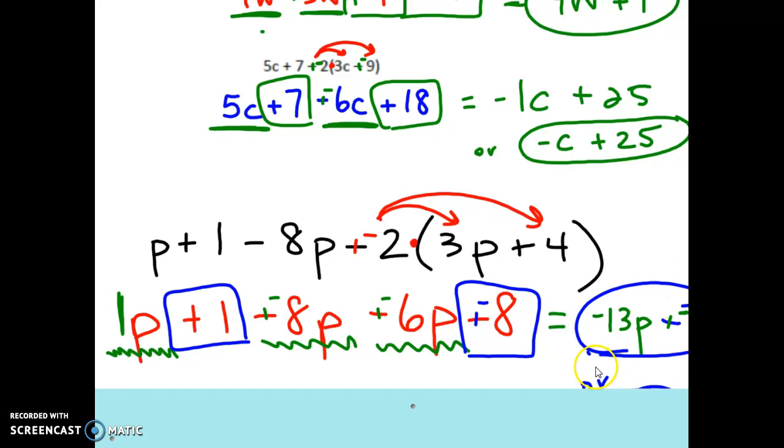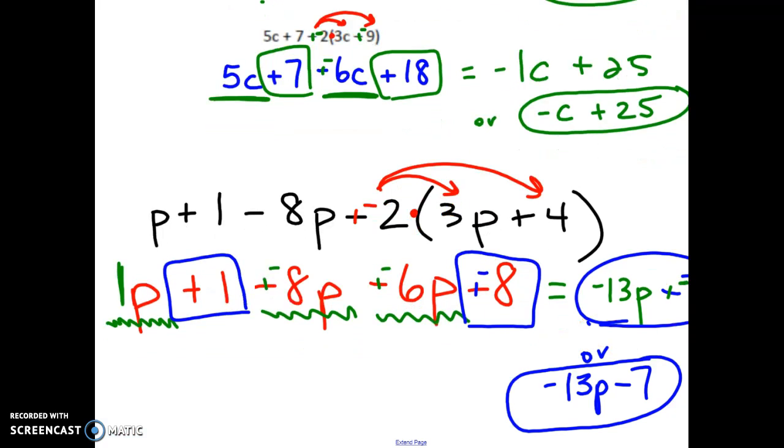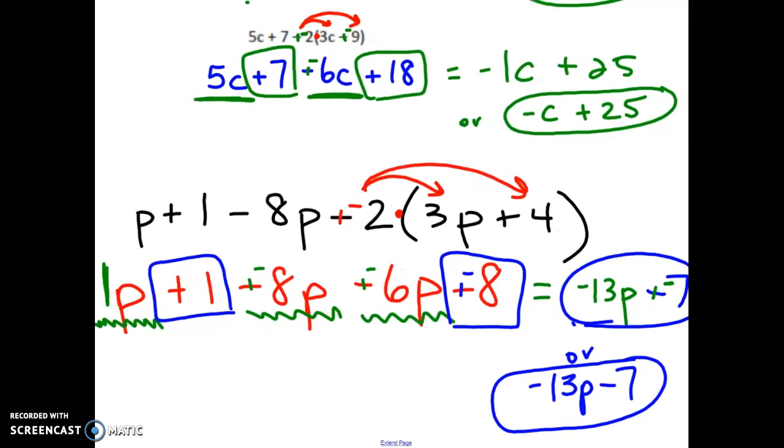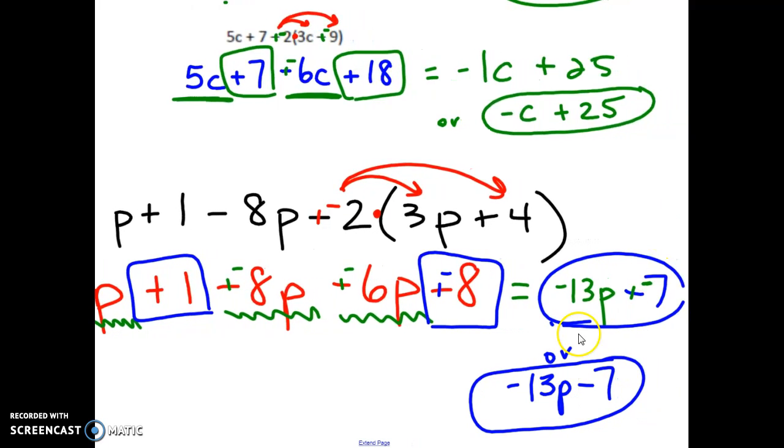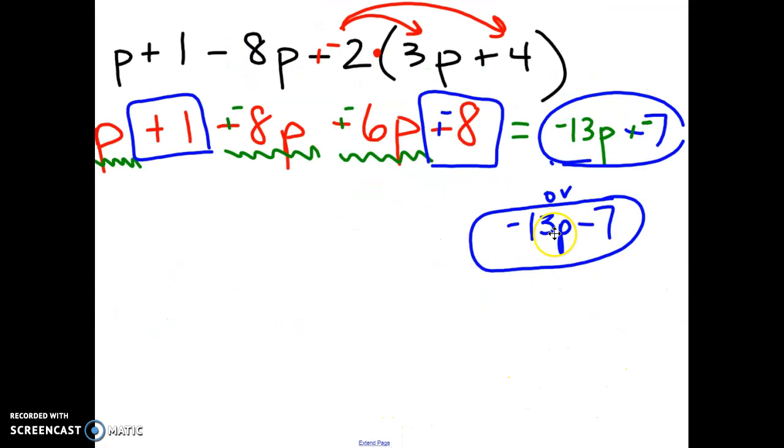-7. I don't know if you can see that on my screen, so I'll try to adjust it. And there it is over there. So we could write it this way, -13p plus -7, but most of the time we do this, -13p minus 7.